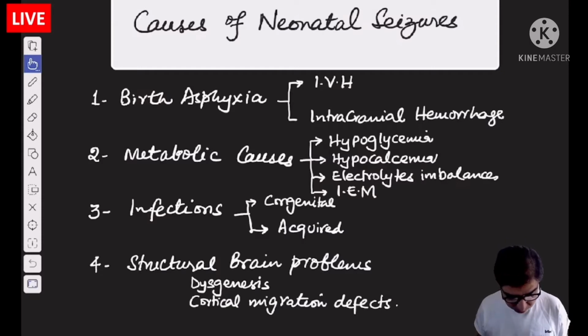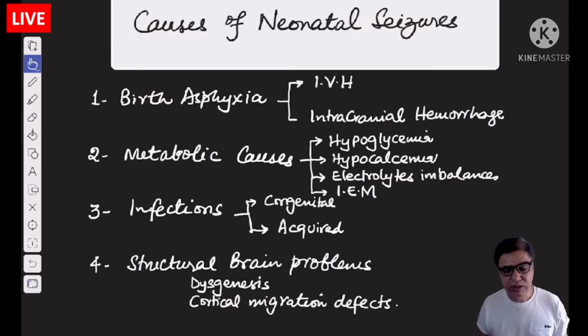Then the second group of disorders which can cause neonatal seizures are metabolic causes. There is again a big list of metabolic problems that can cause neonatal seizures, but the treatable and easy ones that can be picked up by a simple blood gas are hypoglycemia and hypocalcemia. A low blood sugar level or a low blood calcium level is very easy to pick up on a simple heel prick blood gas, and it's easily treatable at the same time.